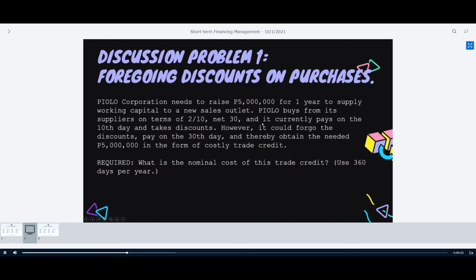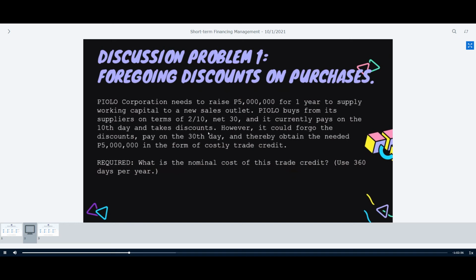Okay, so it currently pays on the 10th day and takes the discount. Ito pa lang si Piolo, good payer, no? So he always pays on time. He always pays on the 10th day, meaning he's always getting this 2% discount. He's taking this 2% discount, no?